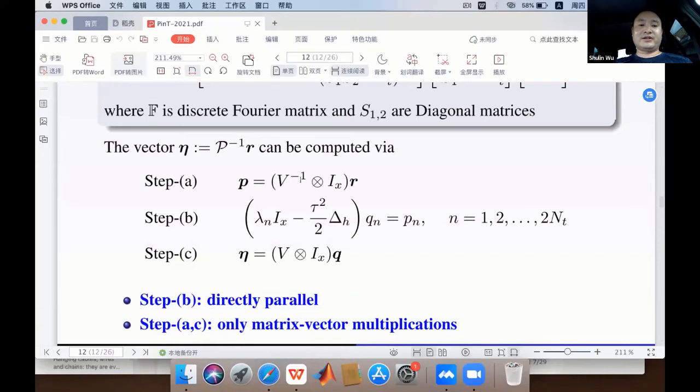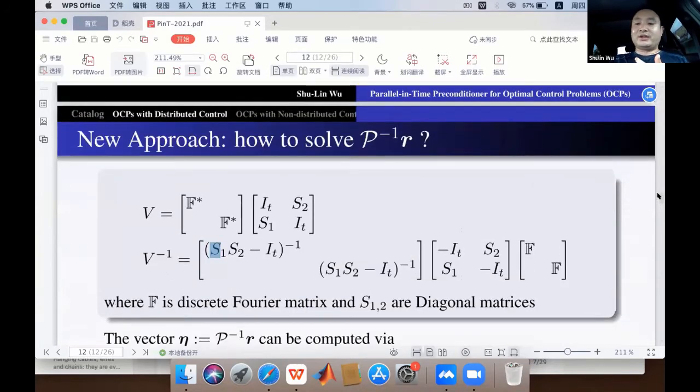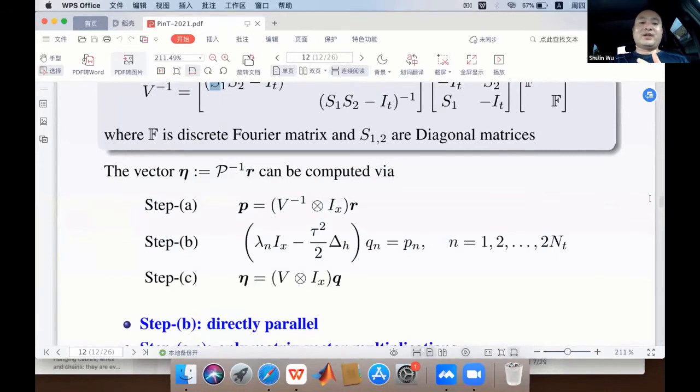The first step is to compute the vector p, and the second step is to solve the inner linear systems for n from 1, 2, up to 2nt, because the size of the time discretization matrix is 2nt times 2nt. So there are 2nt independent linear systems. They are solved independently. So the second step is to get the vector eta.